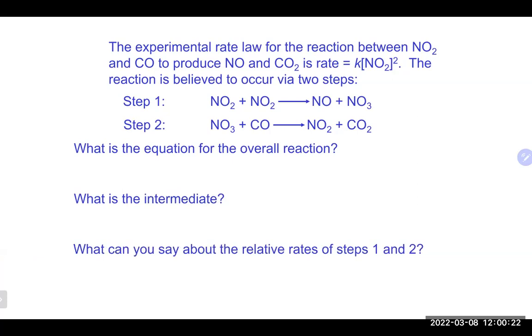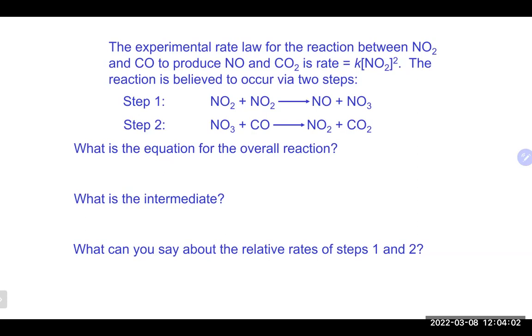The experimental rate law for this reaction is the rate is equal to k times [NO2] squared. The reaction is believed to occur through these two steps. What is the overall reaction we're looking at? What are the intermediates? And what can you say about step 1 and 2? So why don't you take a few moments to see what you come up with on these. Okay, let's take a look.